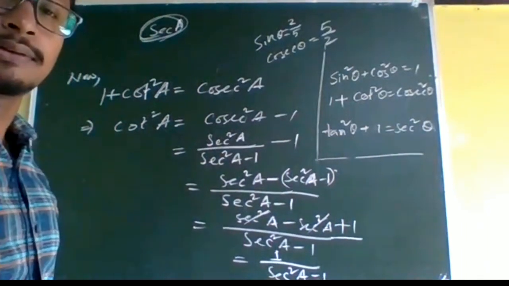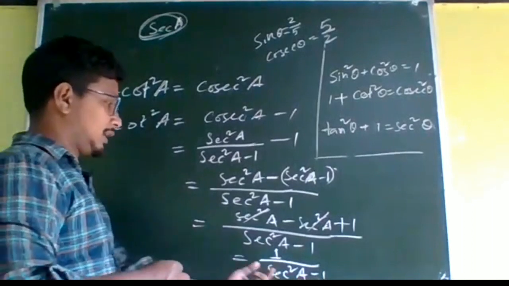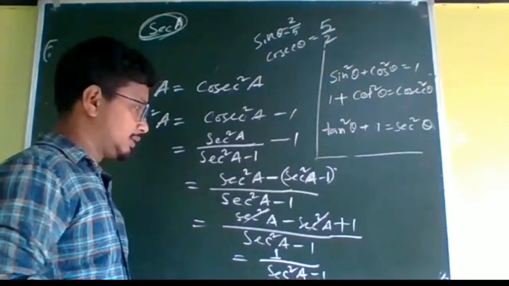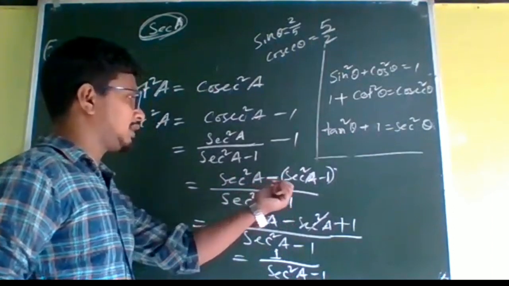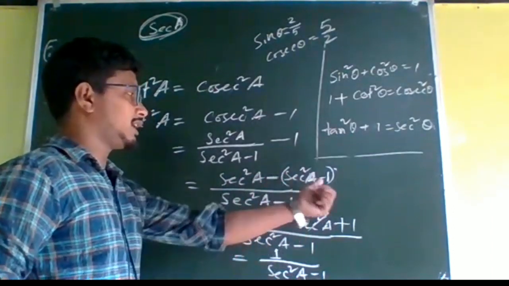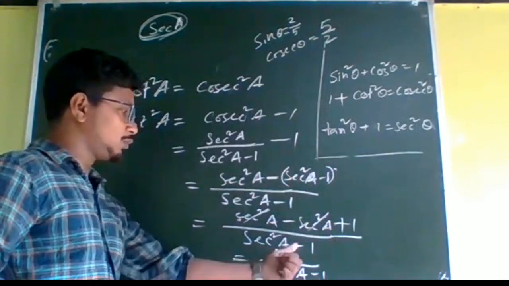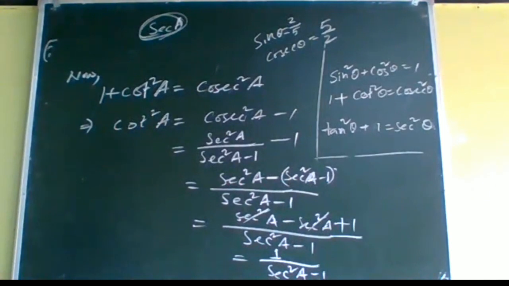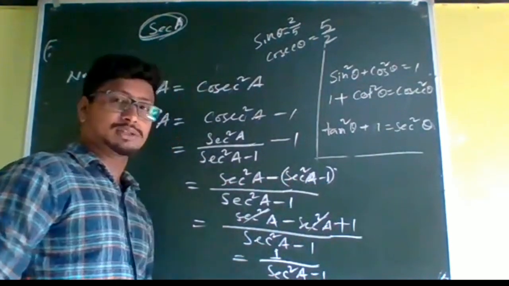Okay. Is it clear? So, 1 by sec square A minus 1. Do this calculation: sec square A minus sec square A, and minus the plus 1. Finally, this both will be cancelling here and remains 1 by sec square A minus 1.